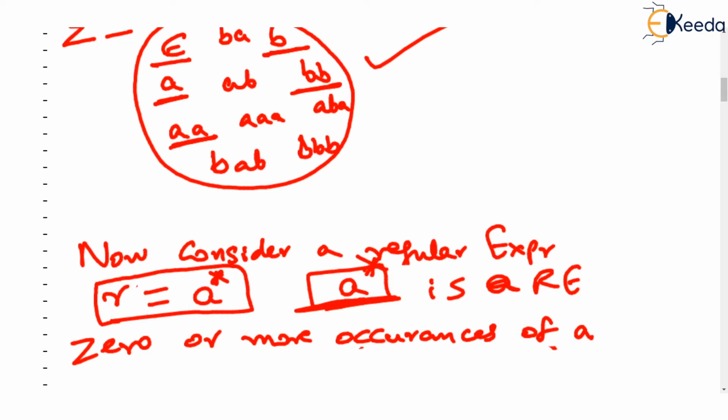Just listen very carefully to my sentence. The strings which contain zero or more occurrences of A and only A will be accepted. There is no mention of B here. So if the string contains any B, it will be rejected. We want only those strings which contain zero or more A's.